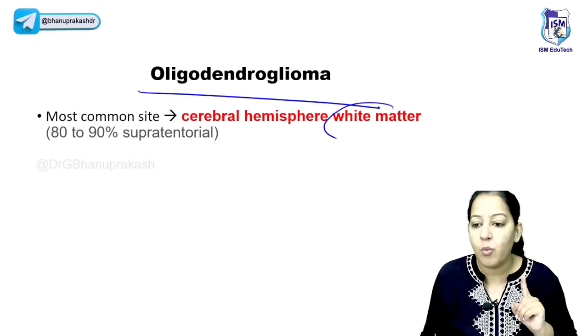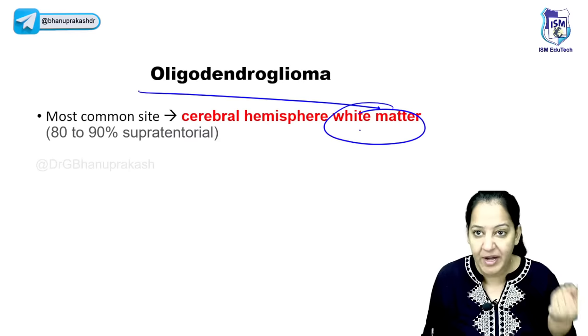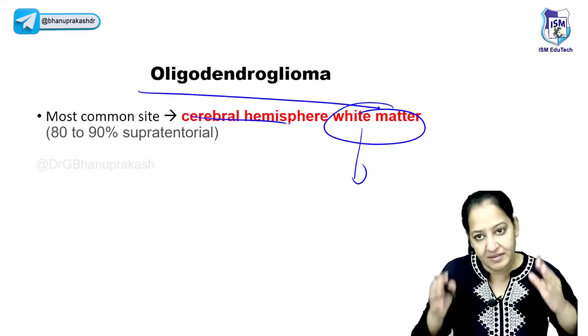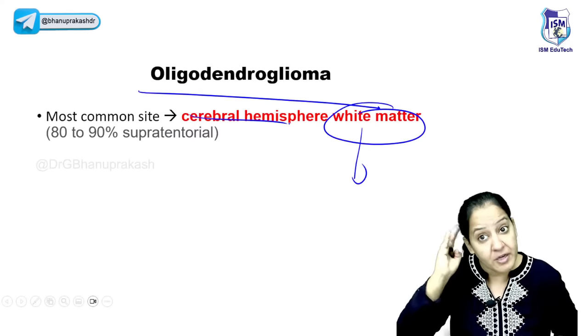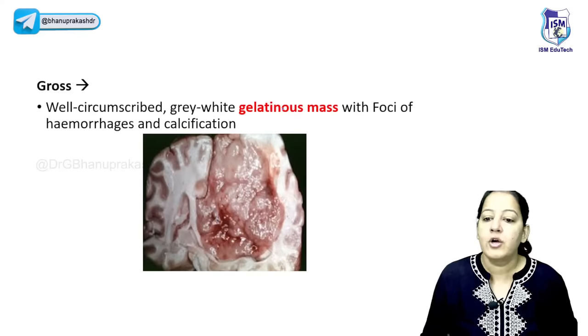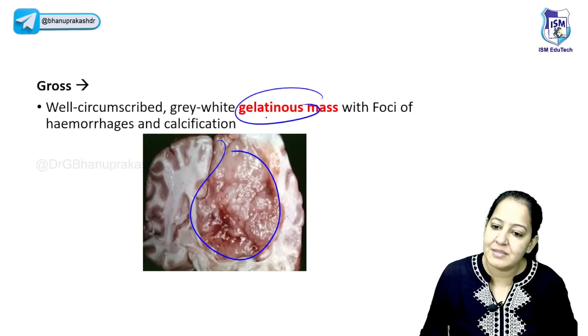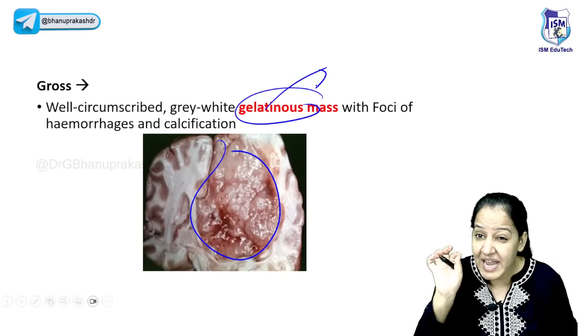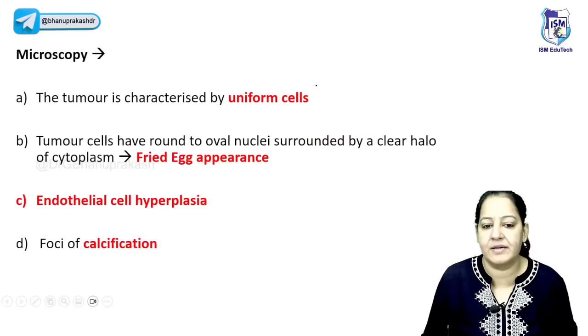Oligodendroglioma occurs in the white matter, not in gray matter. In the white matter of the cerebral hemisphere. Grossly, it is like a gelatinous mass. Take the word gelatinous. It is gel-like. And a gelatinous mass is there.